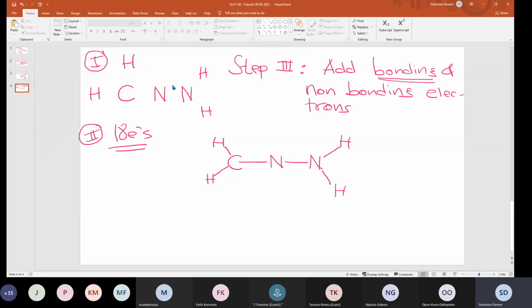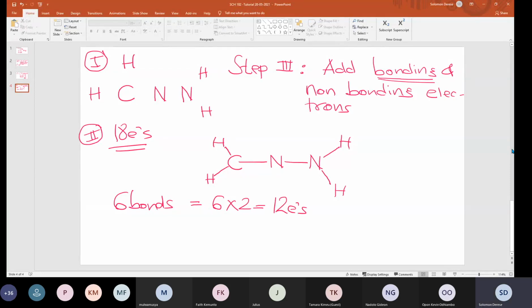Now, how many electrons have we used when forming single bonds between all the atoms in this molecule? 12, because we have formed 6 bonds: 1, 2, 3, 4, 5, 6. 6 single bonds, which basically means 6 times 2, 12 electrons we have used.